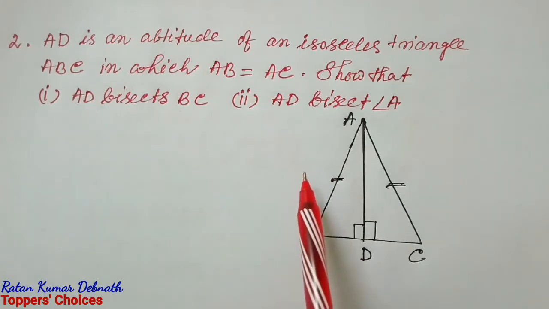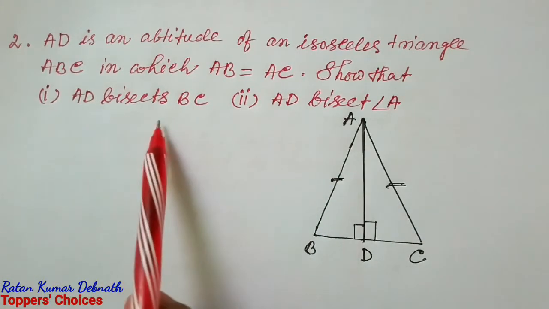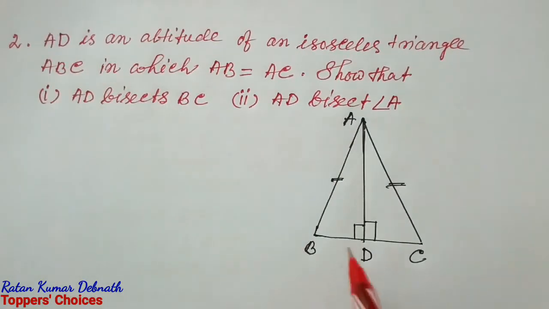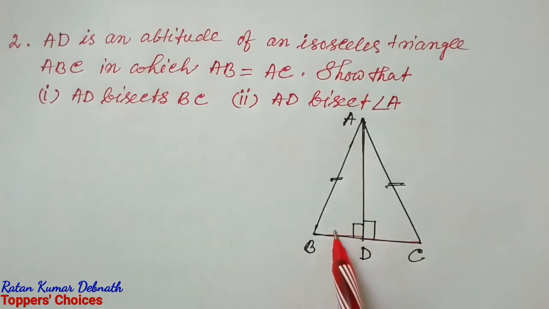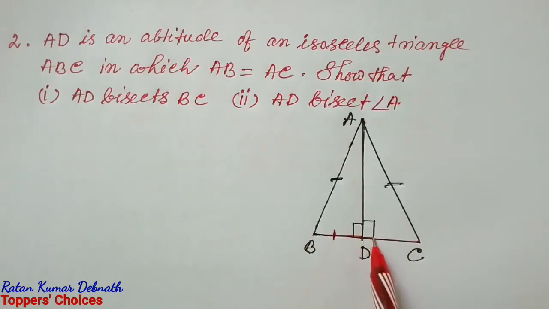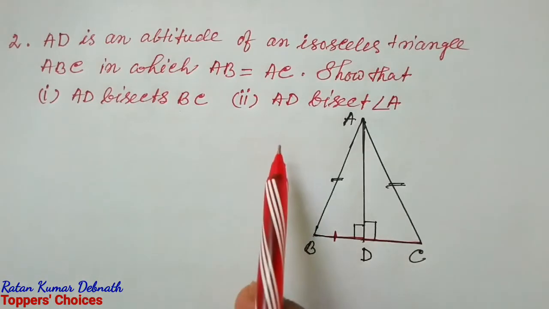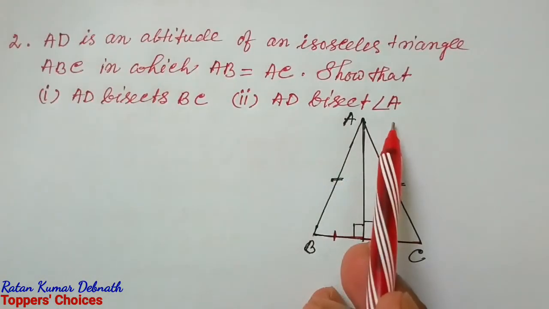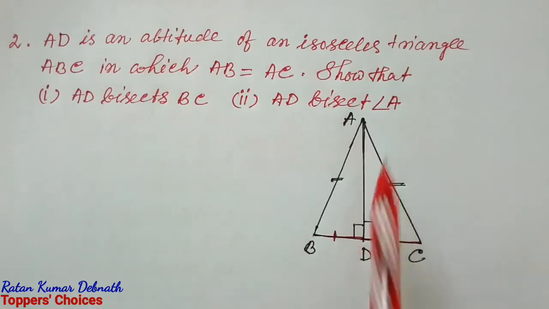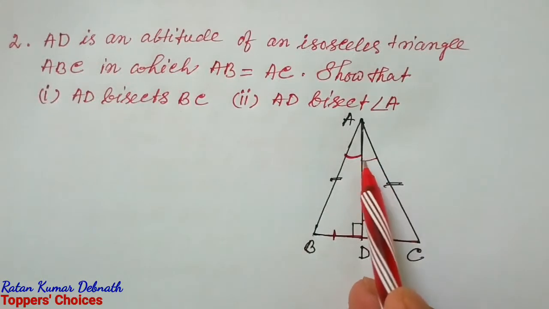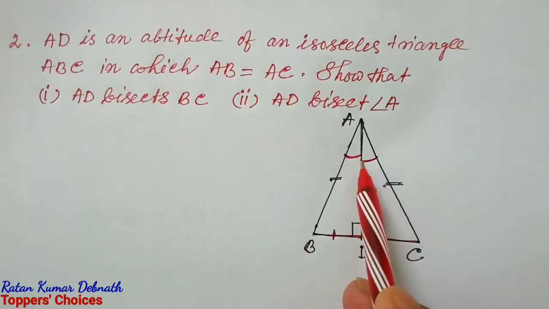We are going to show AD bisects BC. AD bisects BC means BD equals DC, that is this length equals this length, and AD bisects angle A means this angle equals this angle.